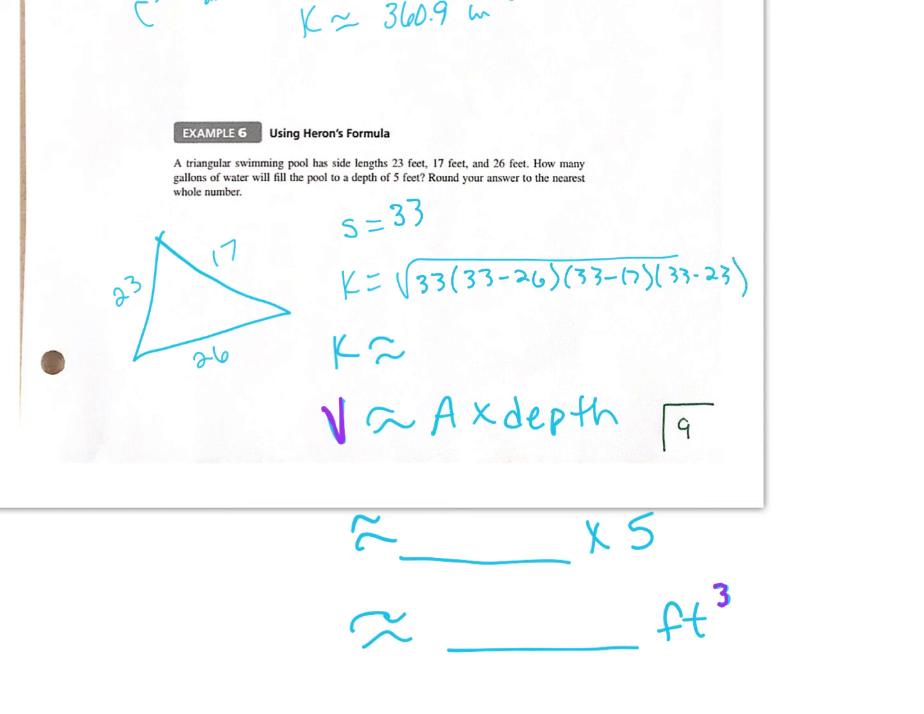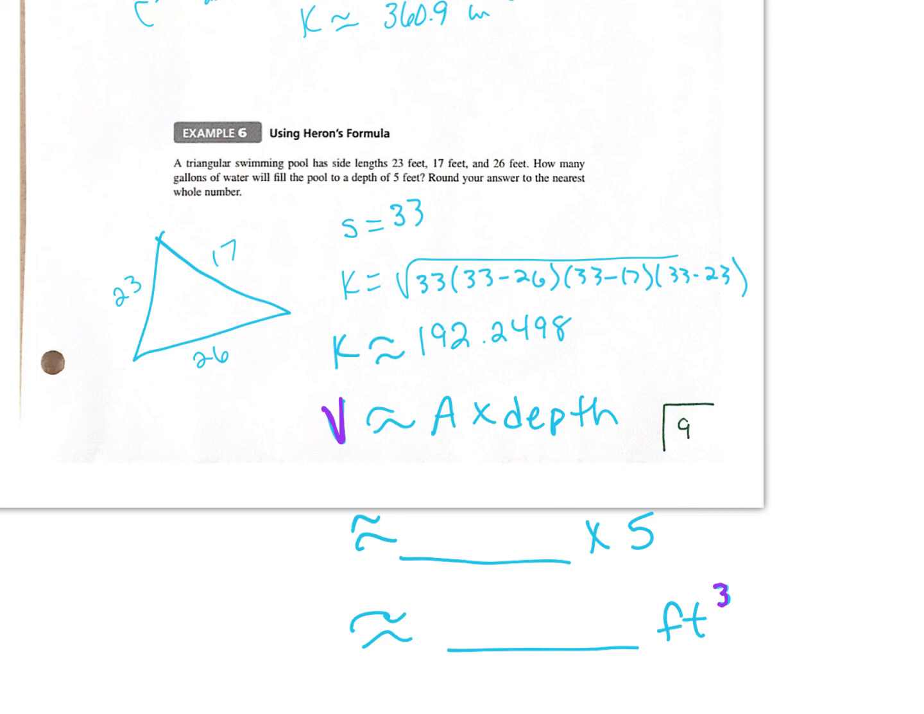So we got that K, or the area, is approximately equal to 192 point, okay, I got 2. And I want to keep that decimal a little bit longer, because now I'm about to multiply by something else. As much as possible, I want to avoid rounding too much if it's an intermediate answer. So now we have to multiply by the depth to get the volume.